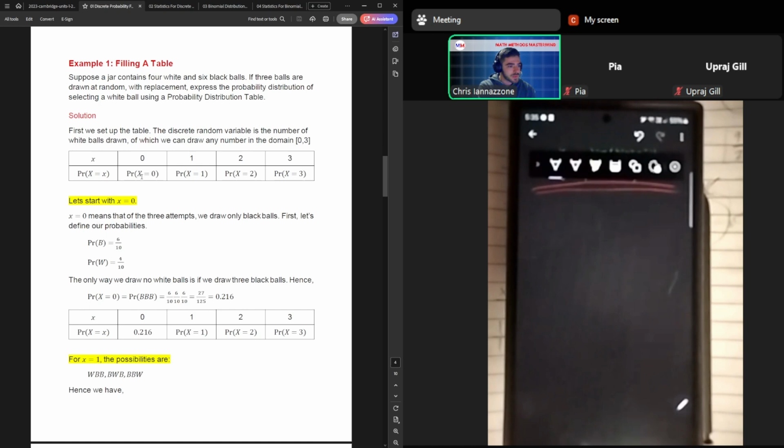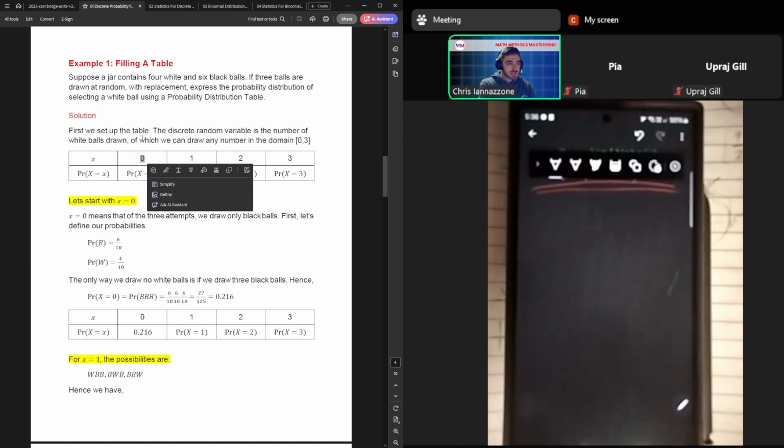But okay, anyway, we've got to fill out this table. We know we're going to do from 0 to 3 because those are the only potential outcomes, right? In 3 tries, you could pick 0 white balls, in which case you picked all black. You could pick 1 white ball, in which you could do a whole bunch of combinations. Same with 2, and then 3 would just be all white balls.